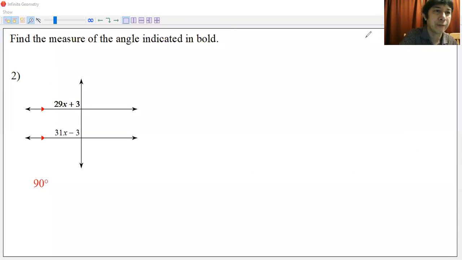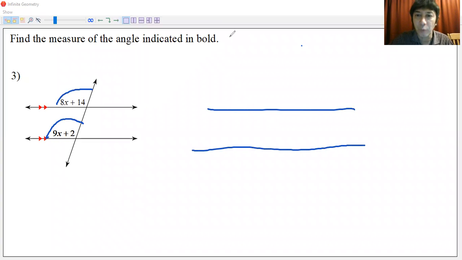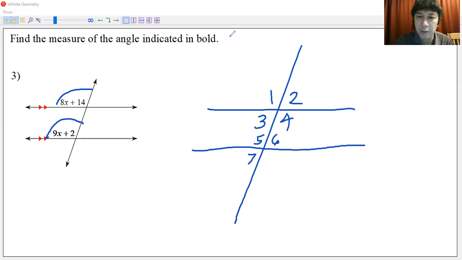Let's do number 3. Okay, here's number 3. And we can see this is another angle pair, corresponding angle pair again. This is an exterior, this is an interior, and these are two angles on the same side of the transversal. Okay. All right. So to give you an idea what corresponding angles are, if you have parallel lines with a transversal, let's put numbers 1, 2, 3, 4, 5, 6, 7, 8.